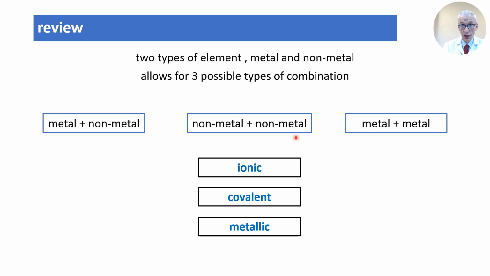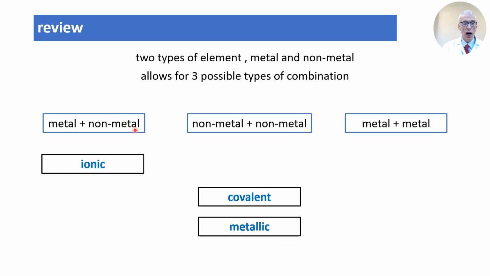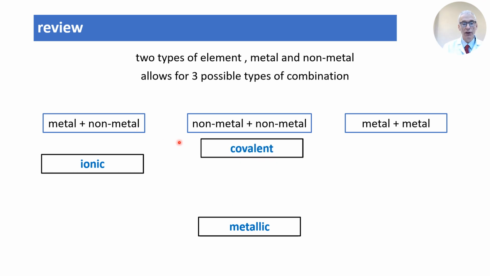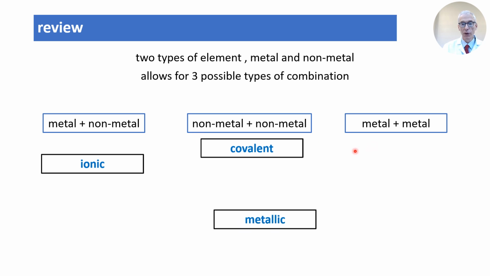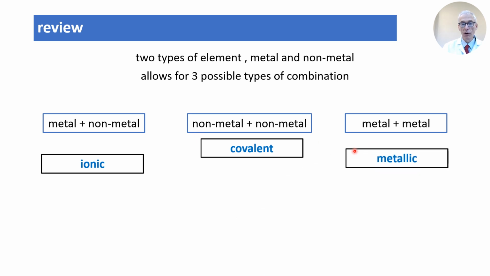So to continue, metal and non-metal is of course ionic, the topic of this lesson. That leaves non-metal and non-metal as covalent, and of course most obviously metal and metal as being metallic.